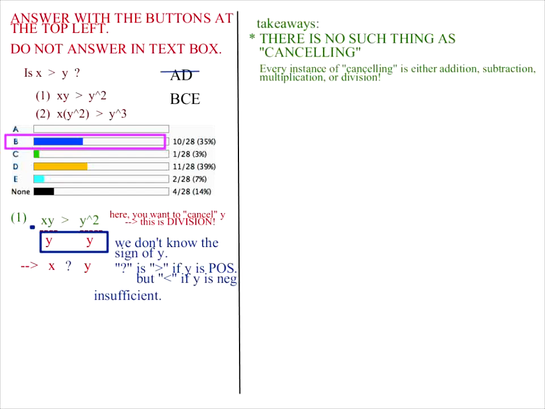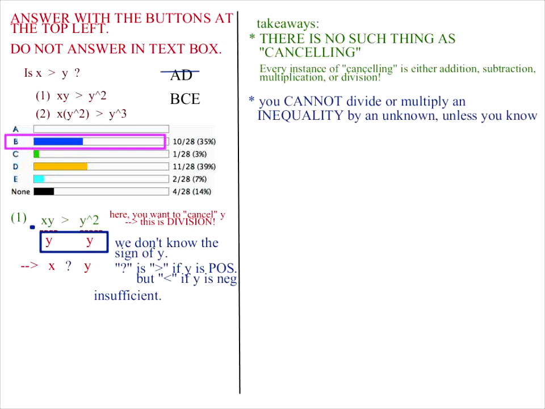Okay. So let's get a takeaway from this. The takeaway is you cannot divide or multiply an inequality by an unknown unless you know the sign of that unknown. Remember, sign means plus or minus. Doesn't mean alligator. It just means you can't do it at all, which is kind of frustrating. Because with equations, as long as we know y is not 0, we can do this. But not unless we know the sign.